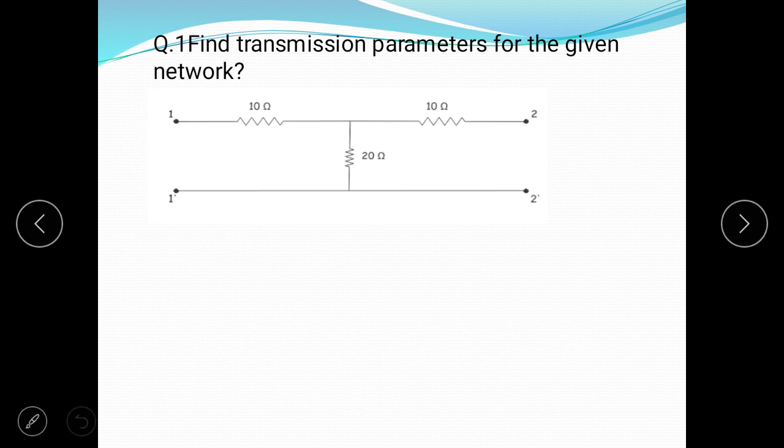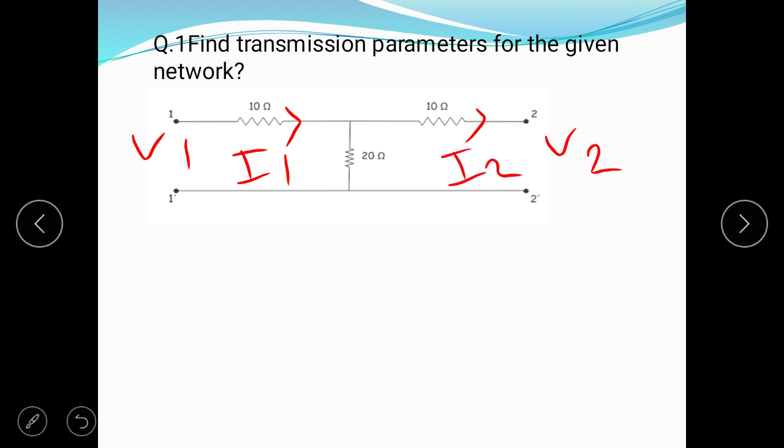So first we calculate parameter A. This is port 1. Voltage at port 1 is V1, current is I1, and voltage at port 2 is V2, current is I2. So parameter A is the ratio of V1 upon V2 when I2 is equal to 0.